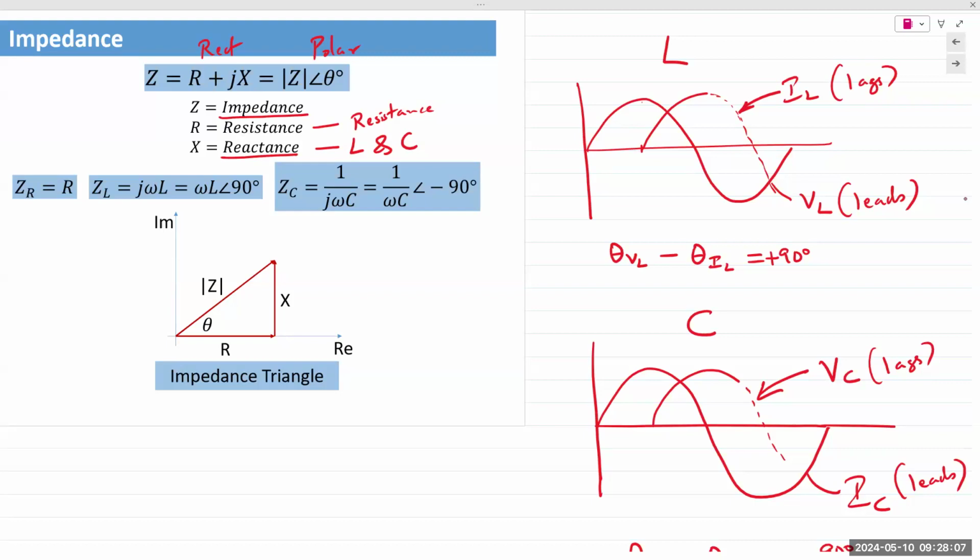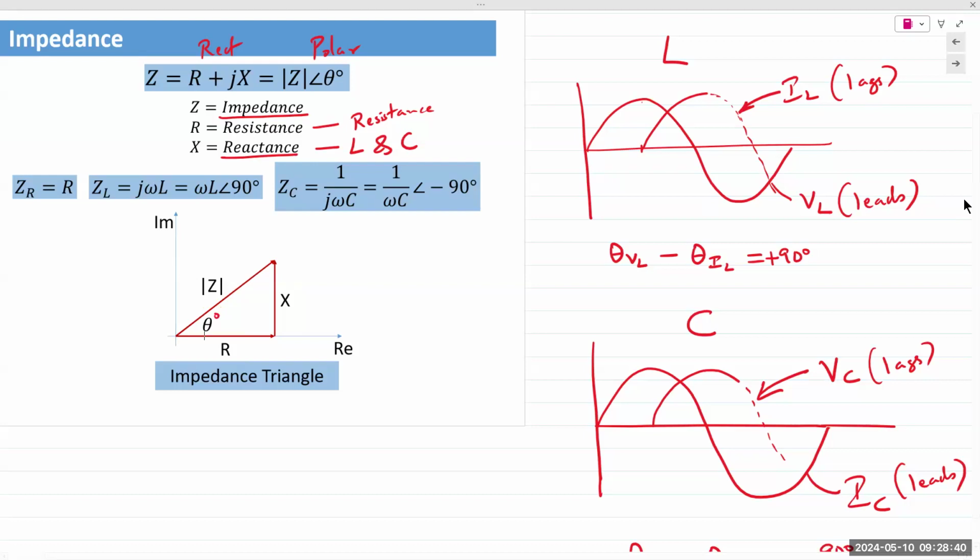Now this vector is not rotating, okay? It's just a vector in the complex plane. You have the real axis and the imaginary axis. You have the real part of the impedance on the real axis. You have the imaginary part, reactance, on the y-axis. And the combination of both, the hypotenuse or the third side of the triangle, gives you the magnitude of the impedance. And the angle it makes with the real axis gives you theta. Okay, so magnitude Z, phase angle theta.